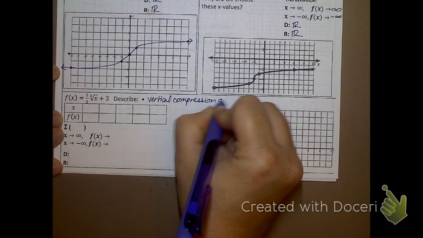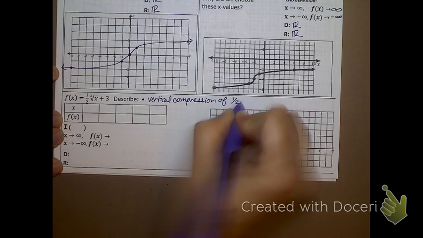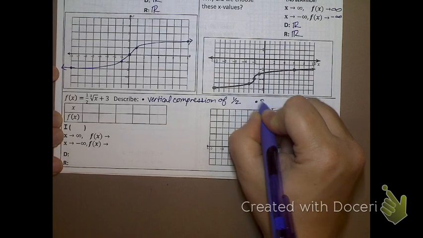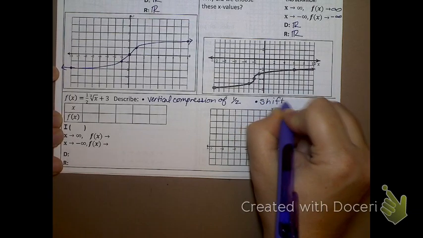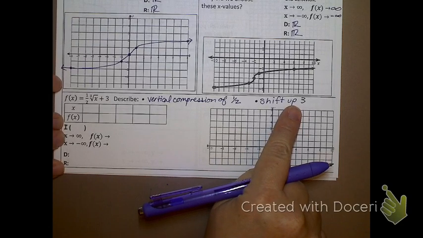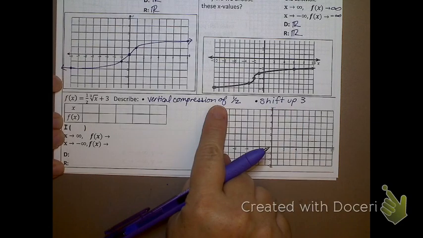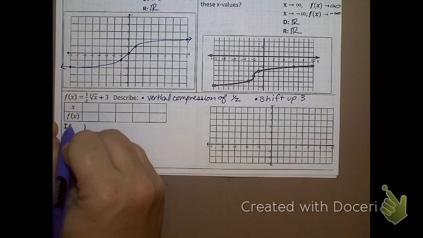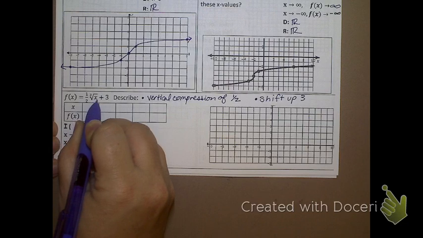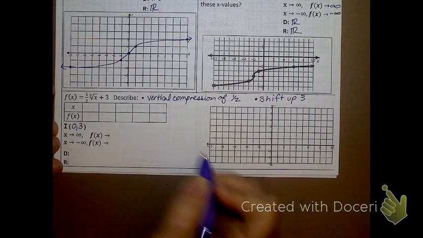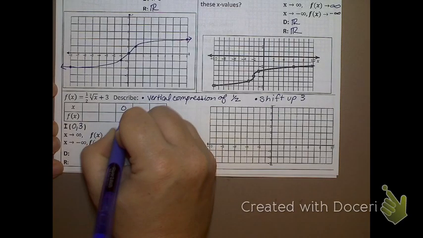Of what? 1/2. And then that +3 means I have what? Shift up 3. So I'm moving the parent function 3 units up, but I'm also making it half as tall as it was. What is my point of inflection? What's my h value? 0. K is 3. That's what goes in the middle.